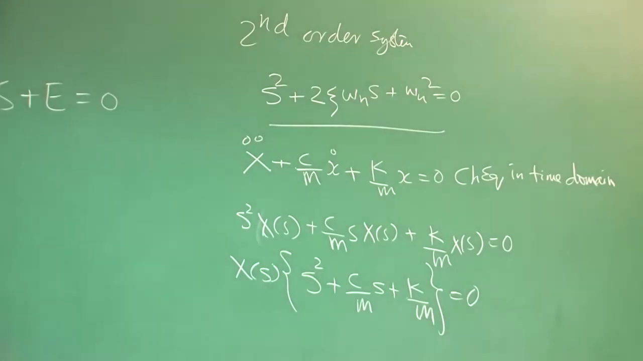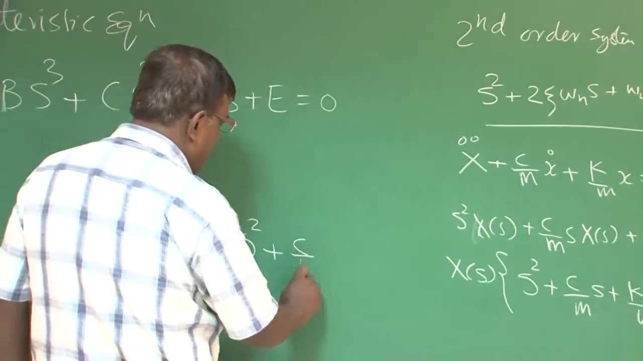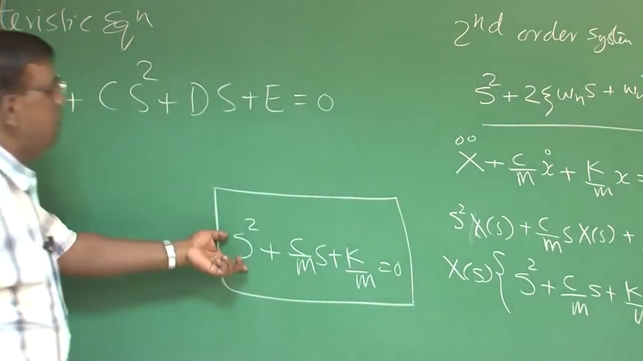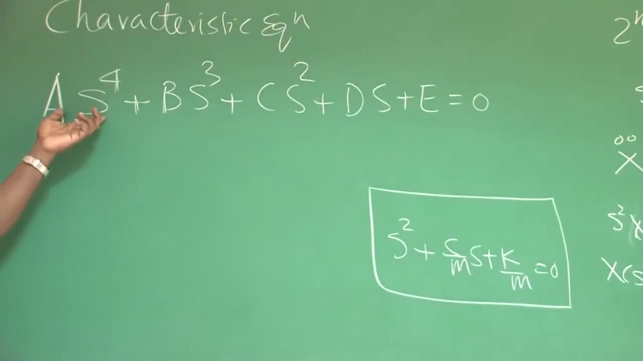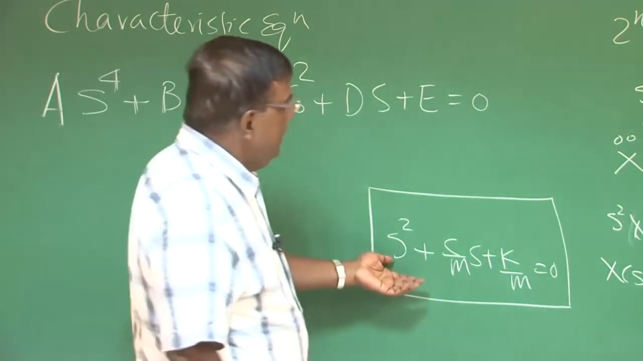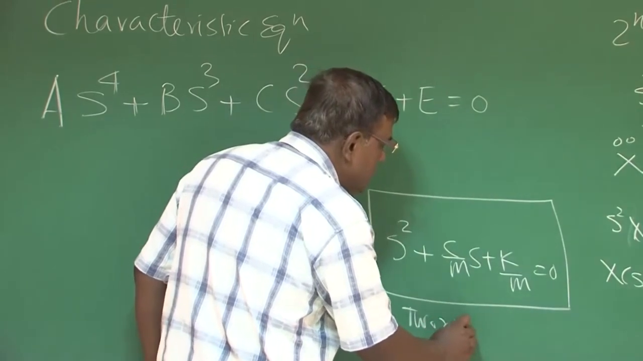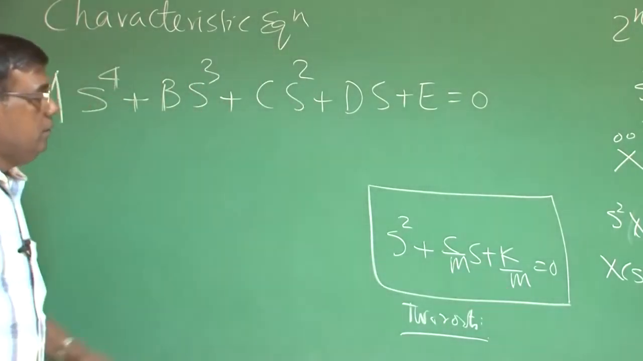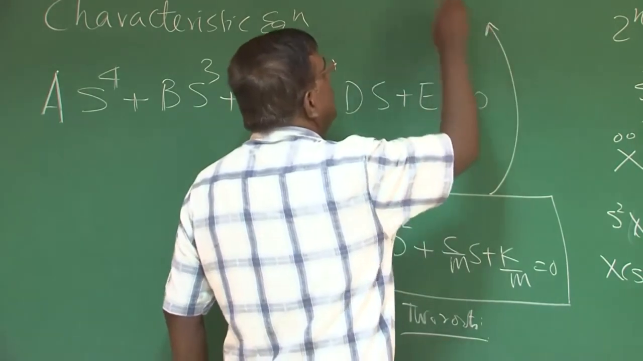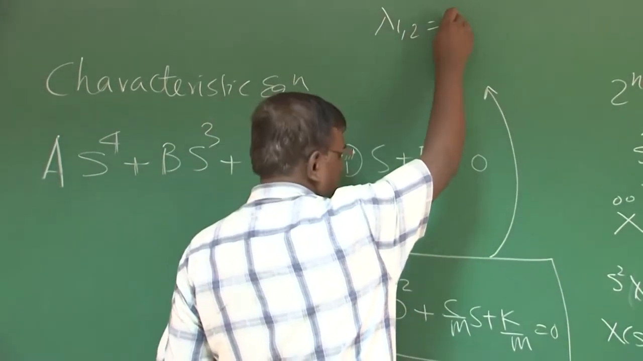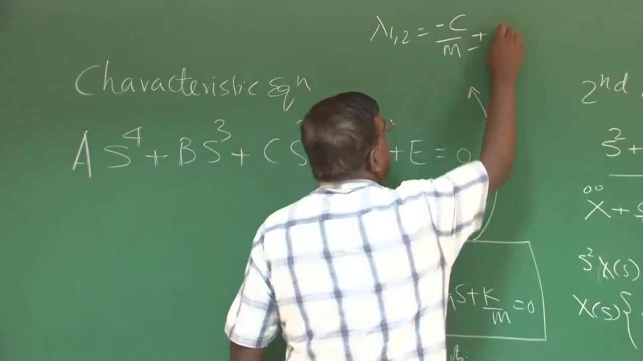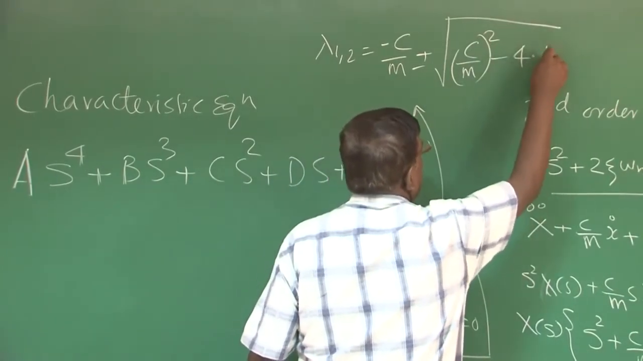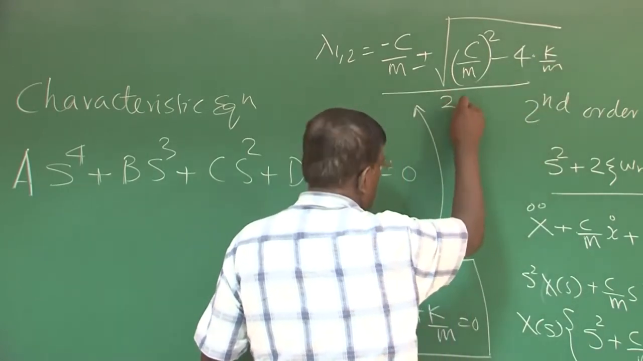So what was the characteristic equation here? It was s^2 + (c/m) s + (k/m) = 0. This is a second order equation. This is quartic, that is fourth order, s^4 is here. And here we realized that there will be two roots. Depending upon the value of c/m and k/m, the roots will be λ1, λ2 = (-c/m ± √((c/m)^2 - 4k/m)) / 2.